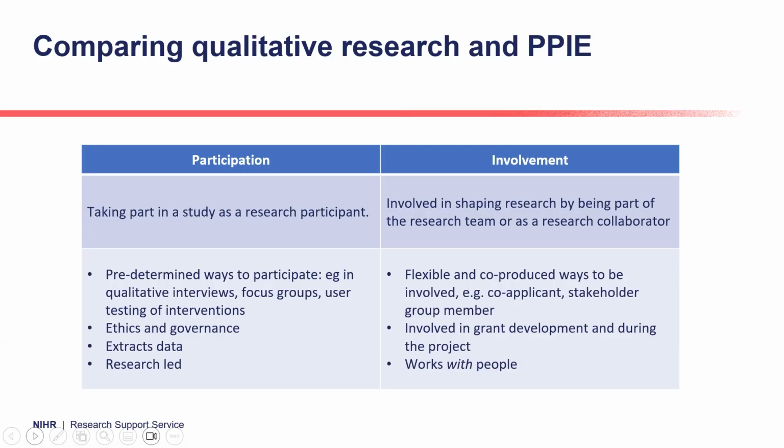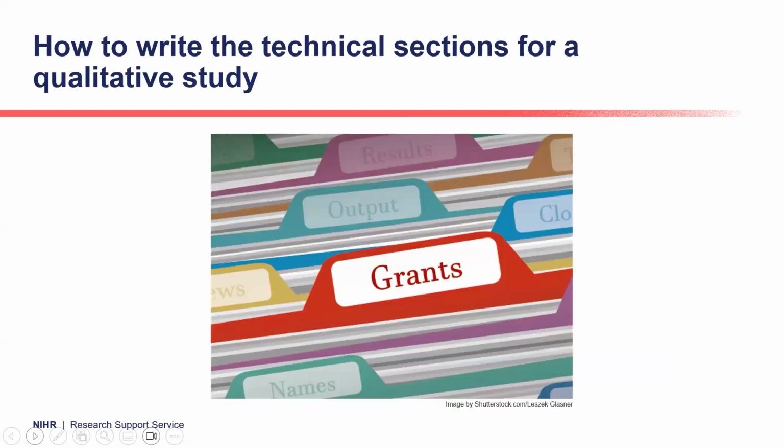Whereas the PPI involvement is a more flexible approach for people to engage with your study. It could be co-produced, involves decision sharing, and they can be involved earlier on in the development, but also during the project. And I'm sure you're going to hear more about examples and ways to be engaging in qualitative and other types of studies tomorrow. So moving on now to look in more detail at what to consider when you're writing those technical sections for a qualitative study.